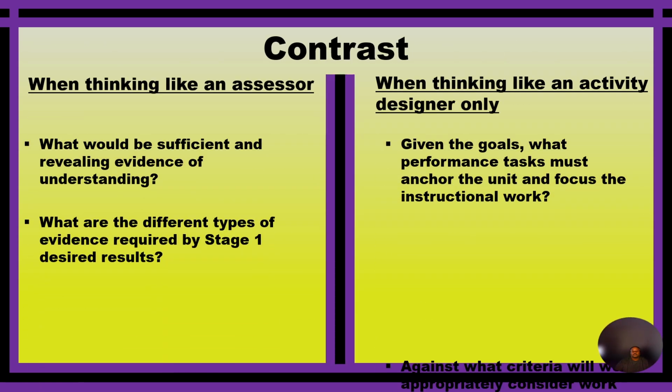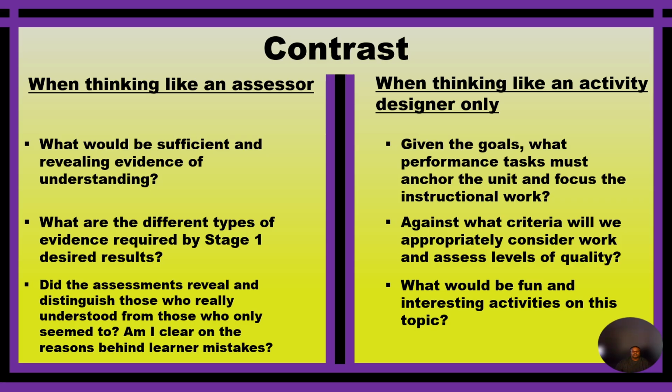It is important to contrast thinking like an assessor with thinking like an activity designer only, as we do in this current slide. So, when thinking like an assessor, what would be sufficient and revealing evidence of understanding? When thinking like an activity designer only, given the goals, performance tasks must anchor the unit and focus the instructional work. When thinking like an assessor, what are the different types of evidence required by stage one desired results?